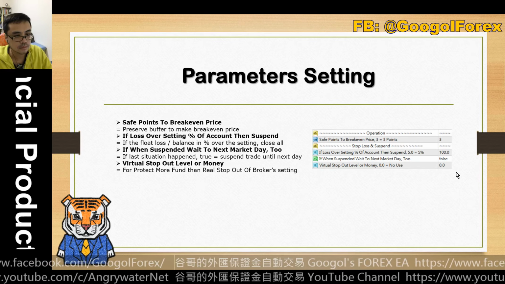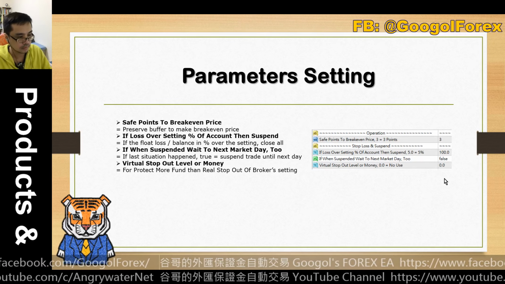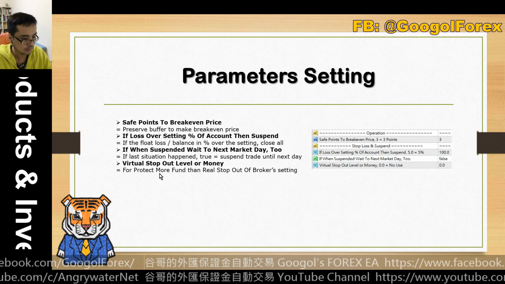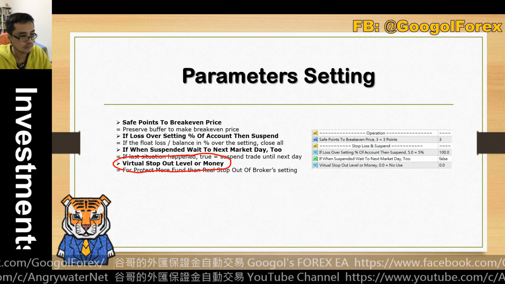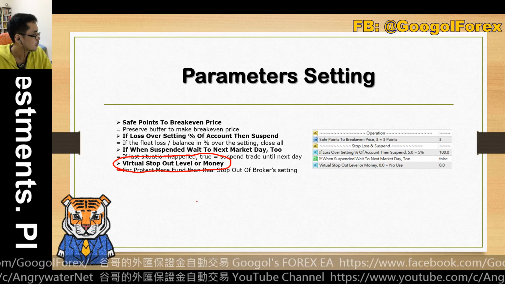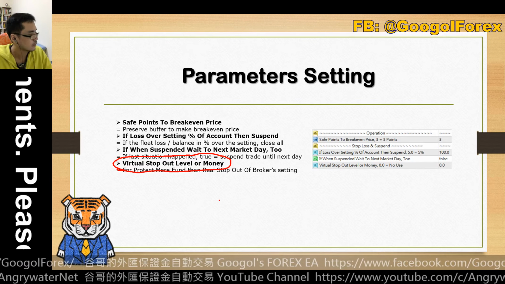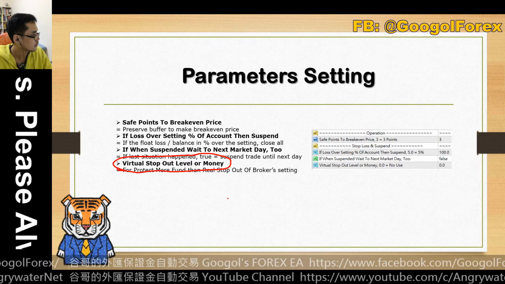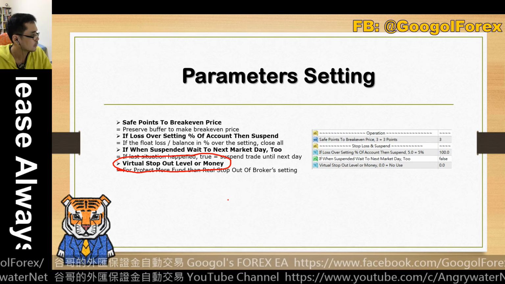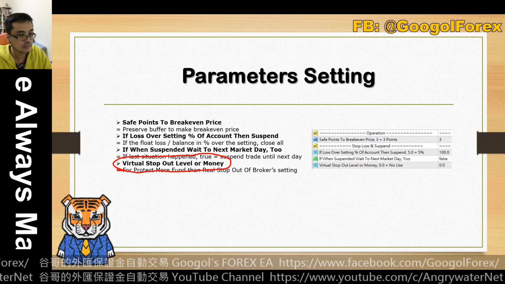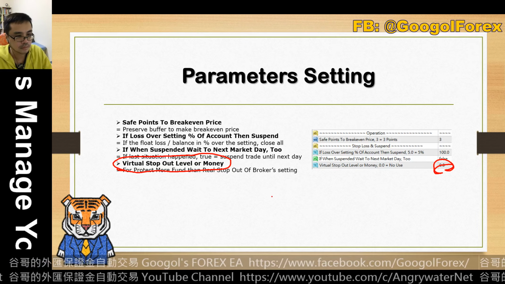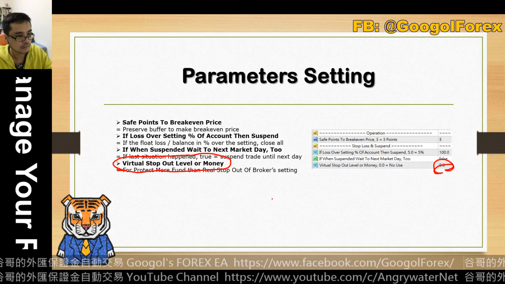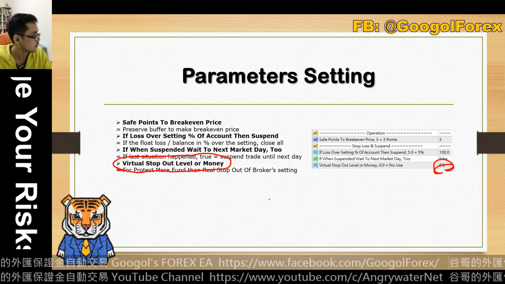There is a special parameter, virtual stop out level or money. You may never have seen it in other EAs. Every broker has its own stop out setting, such as closing your orders which have the largest loss first. If that is still not enough to keep your account alive, then the server will close other orders which are in loss until your account is safe. Other stop out modes may close all orders no matter how many orders there are or whether they have some profit.